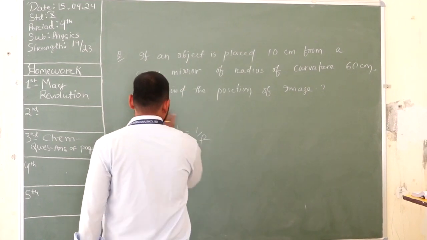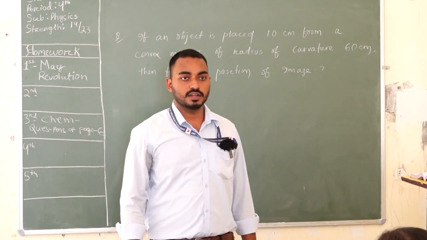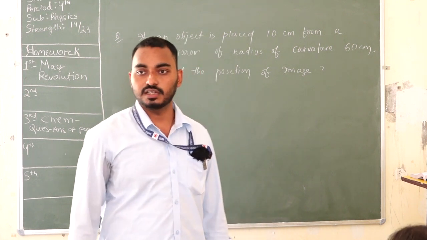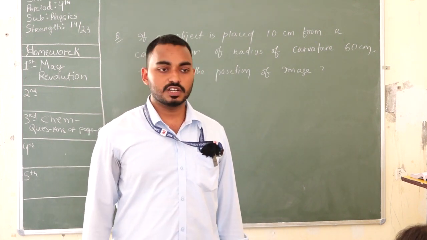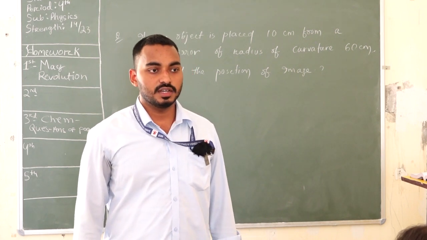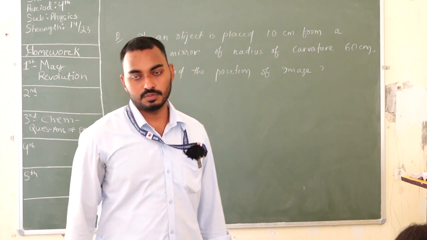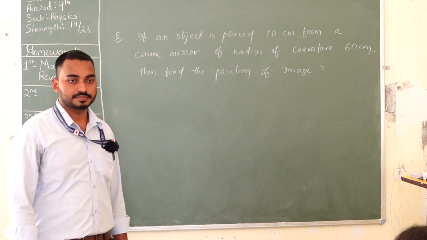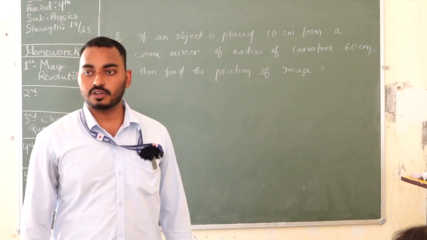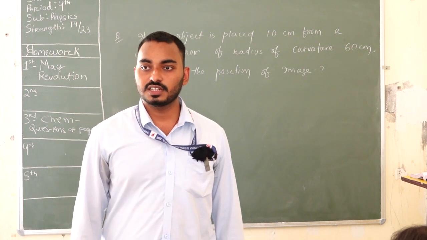So according to sign convention, the value of U will always be negative, right? The value of V may be positive and may be negative. For real image V is negative, for virtual image it is positive. And what about focal length? Focal length for convex mirror is positive, for concave mirror is negative.